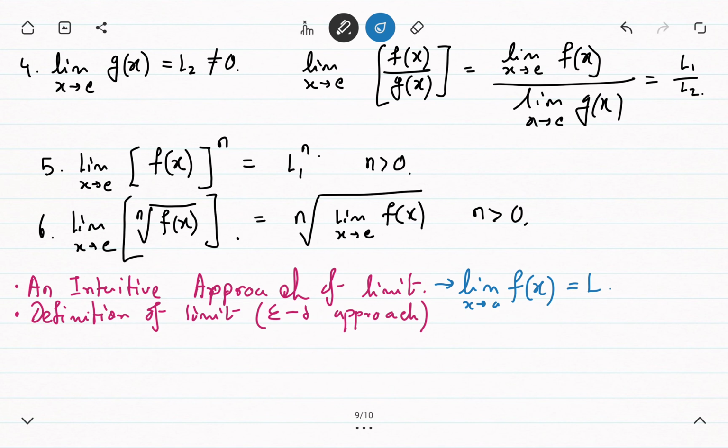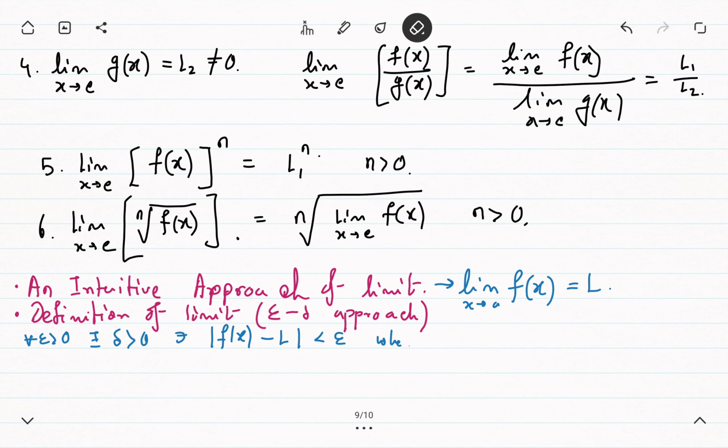for all epsilon greater than 0, and it doesn't matter however small it is, there exists a delta positive such that f of x minus L is less than epsilon whenever x minus c is between 0 and delta. And from here we have seen a graph.